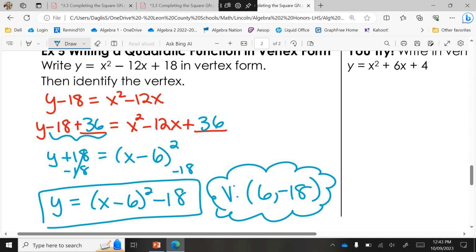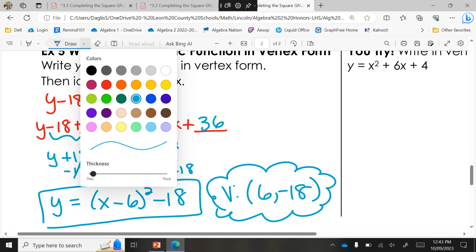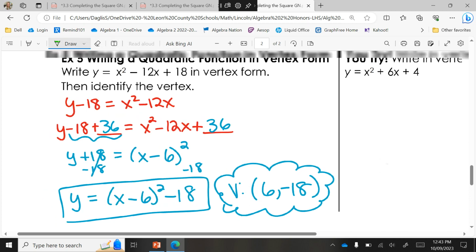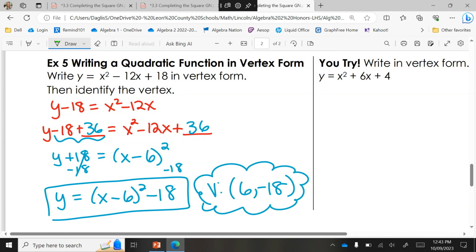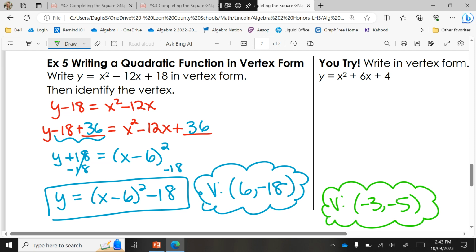Can you try the next one? Yes. Try it. I'm not asking you to be perfect. I'm just asking you to try. See how far you can get. Y equals x squared plus 6x plus 4 is what I want y'all to do. And I'm going to put the vertex up here. I'm not putting the equation, I'm just doing the vertex. So you can check with that when you're done.